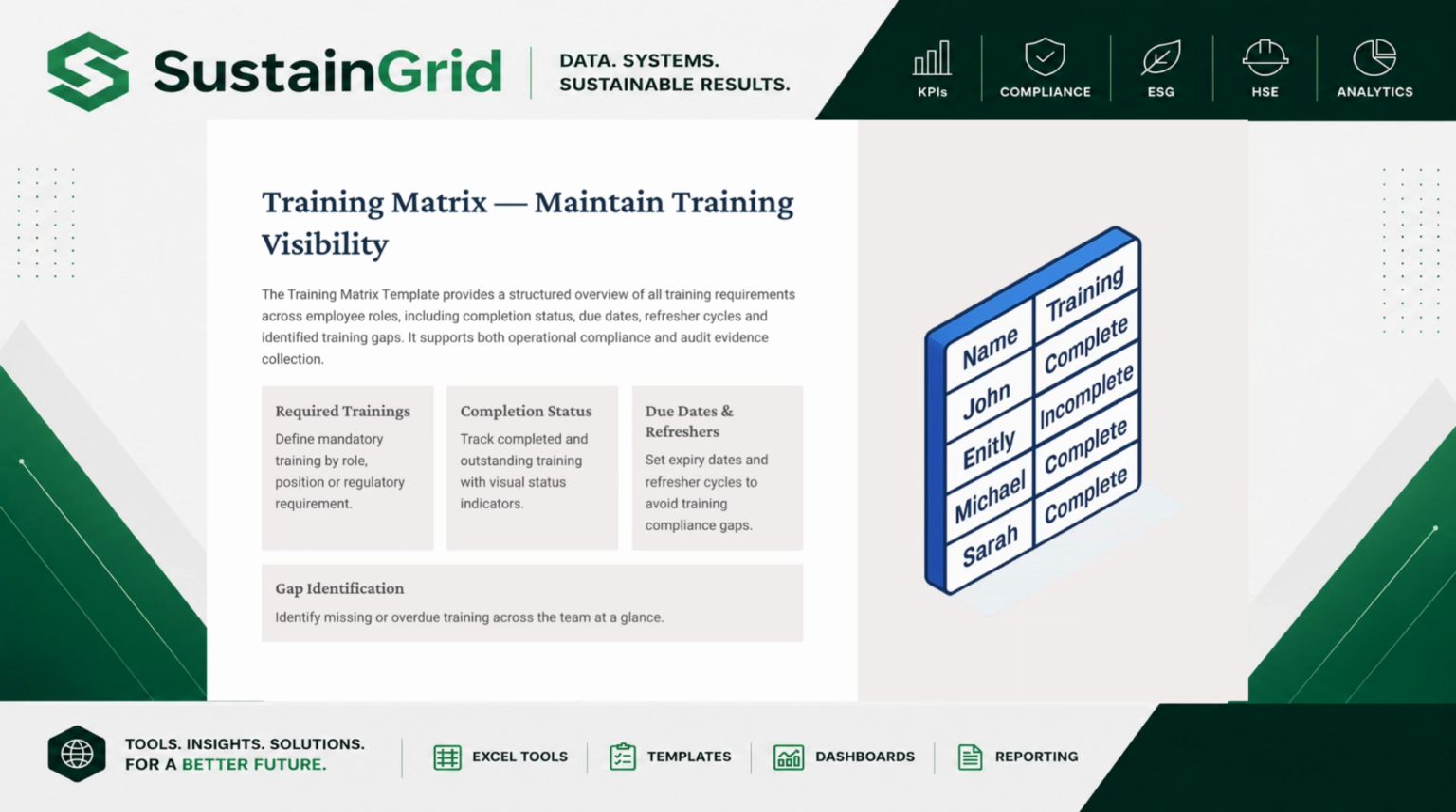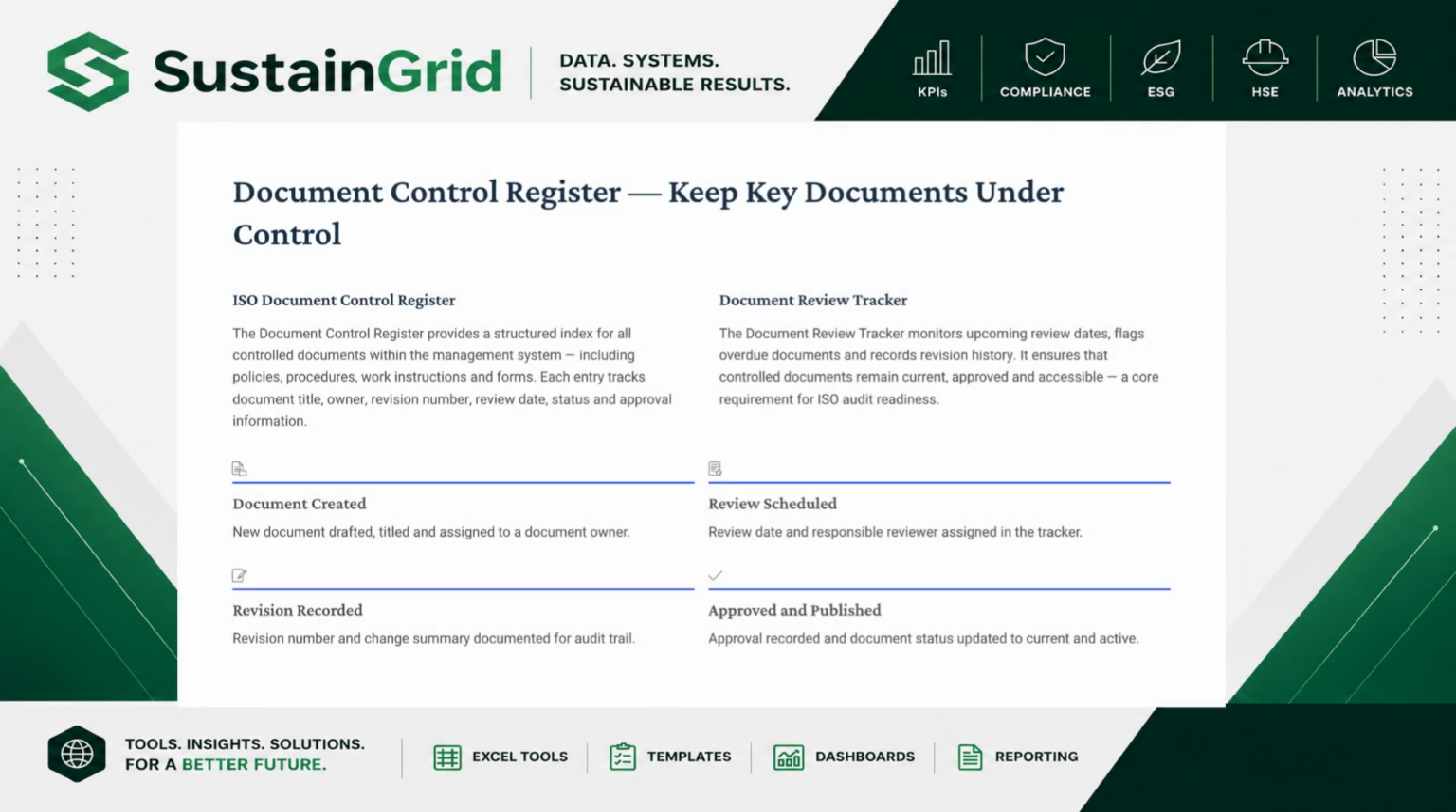Controlled documents are a core part of many ISO management systems. The Document Control Register helps organize policies, procedures, work instructions, and forms. Each document can be tracked by title, owner, revision number, review date, approval status, and current version. The Document Review Tracker adds visibility over upcoming and overdue reviews. This supports document control, revision management, and audit readiness.